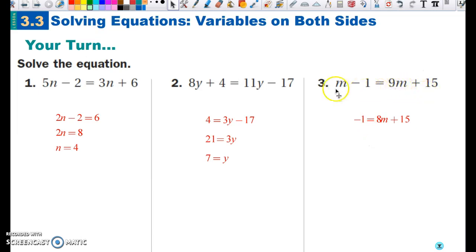Subtract m from both sides, just 1. And notice that this negative stays negative. It's still a negative 1 over here. Alright. Then I subtract 15 from both sides. Negative 1 minus 15 more is negative 16. Divided by positive 8, m is negative 2.